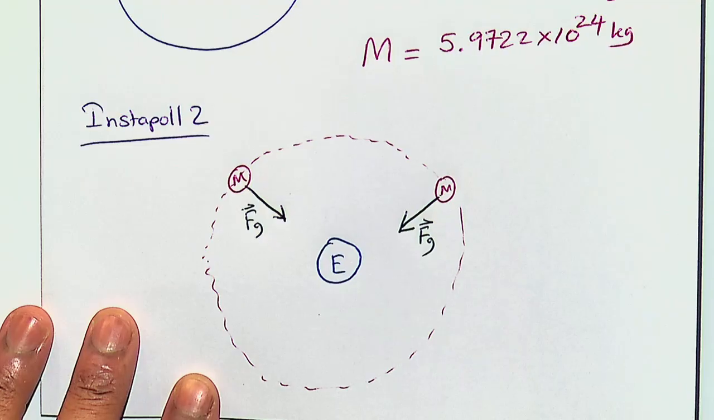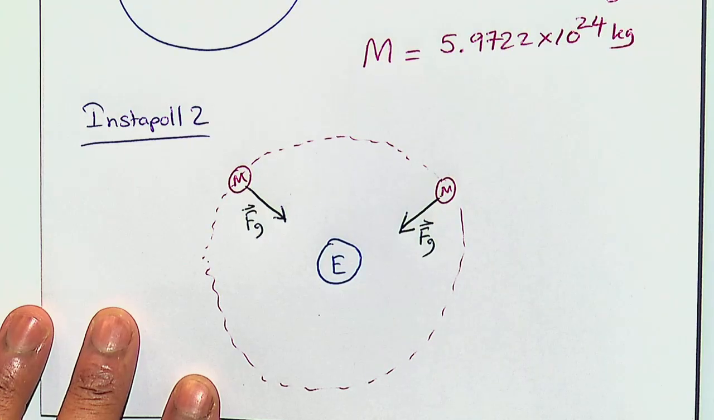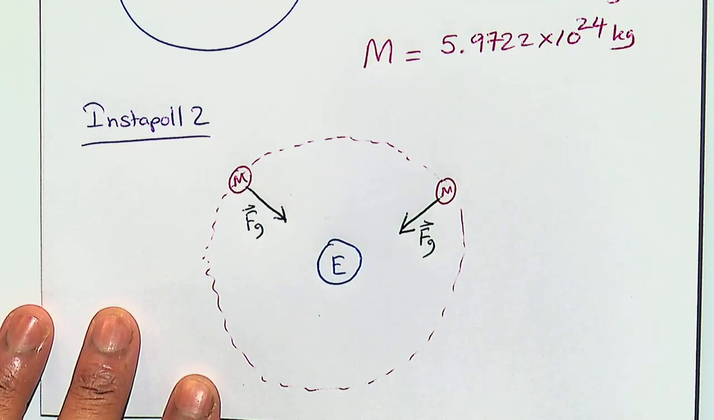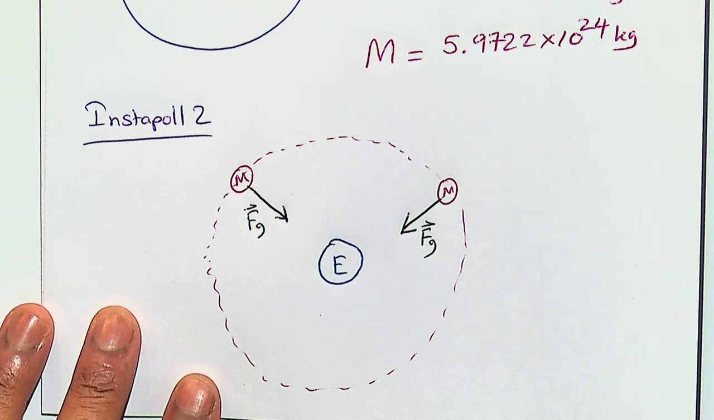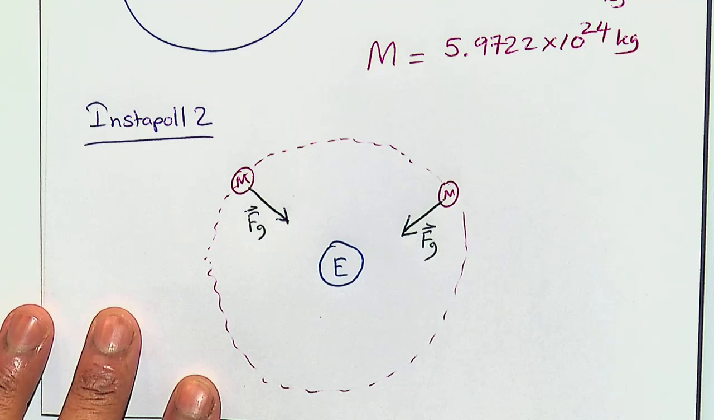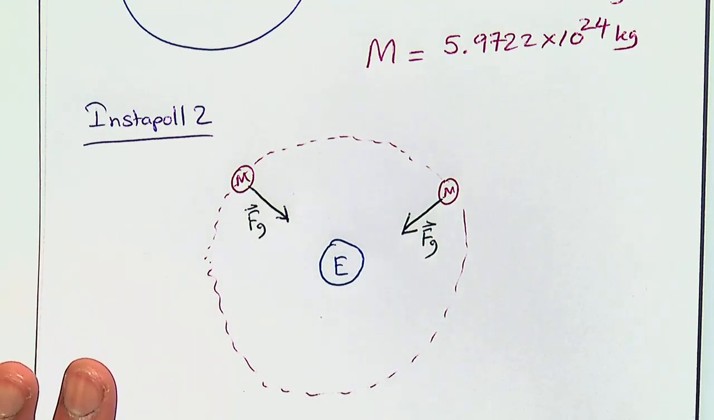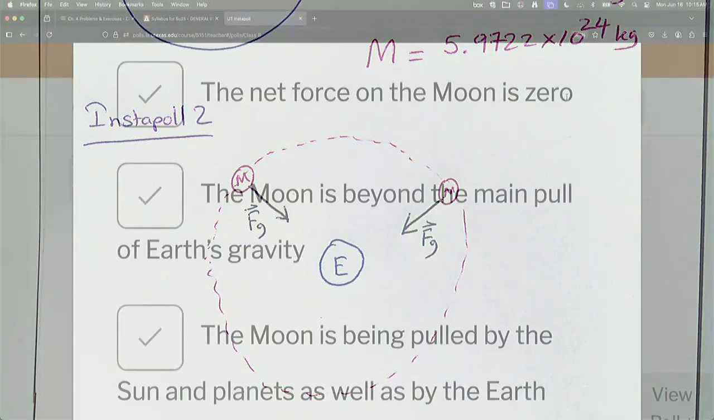And the net force is not 0. There is a force acting on the moon, right? There's nothing to counter this force. There's no normal force, there's nothing else to counter it. There's just one force, and it's there, right? So the net force on the moon is not 0. There's a net force on the moon.